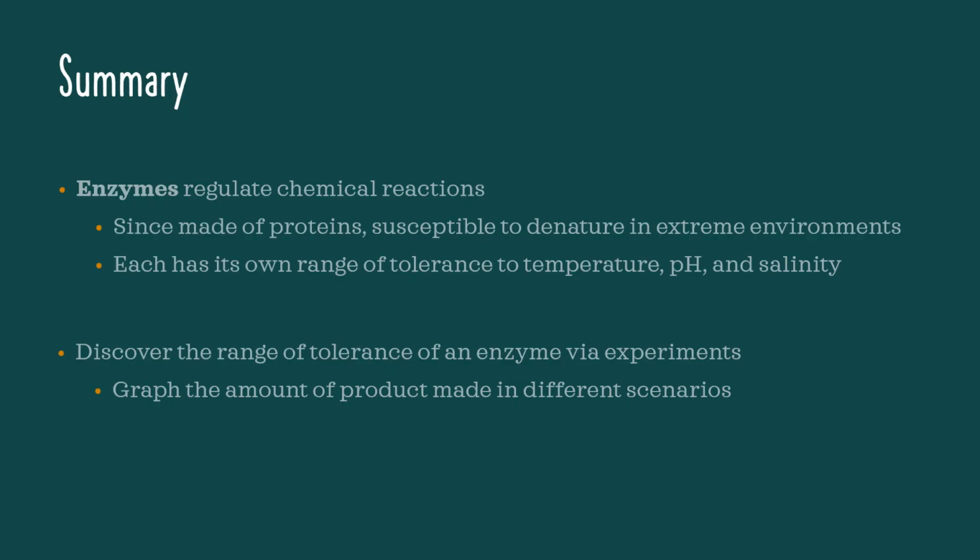Here's what you've learned. Enzymes regulate chemical reactions. Since enzymes are made of proteins, they're susceptible to being denatured in extreme environments. You also know that each enzyme has its own range of tolerance to different temperatures, pH levels, and salinity. You know how to discover the range of tolerance of an enzyme via experimentation. And in order to visualize this range of tolerance, you learned that you can graph the amount of product made under these different scenarios.